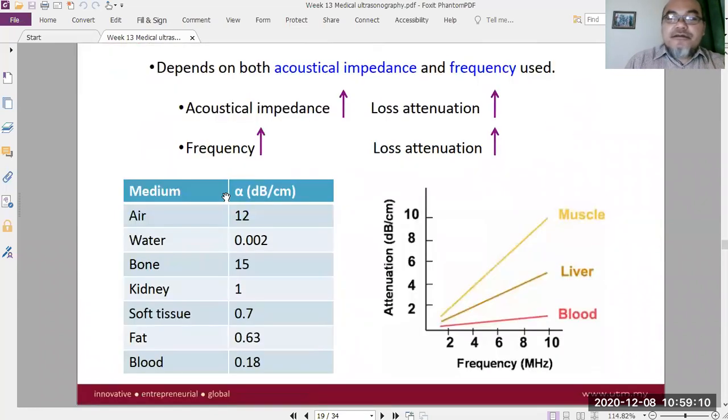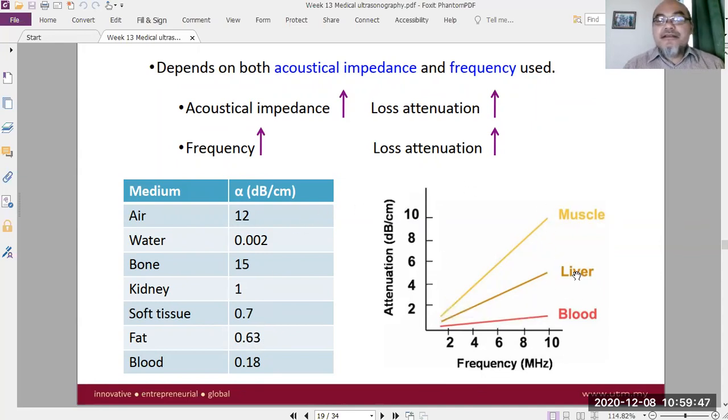In air, it only loses about 12 decibel per centimeter. Water is somehow the most efficient medium where ultrasound can propagate. That is why the loss is very small, 0.002. In bone, the loss, alpha, is the highest, 15 decibel per centimeter. In kidney, it is 1. In other soft tissue, it is less than 1, 0.7, 0.63. In blood, it is only 0.18.